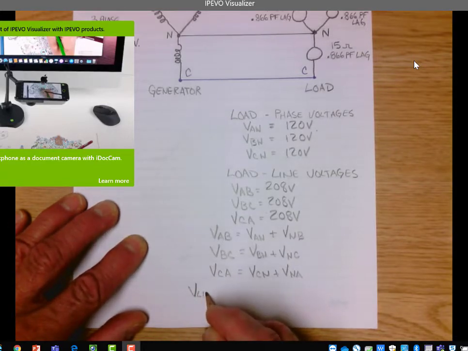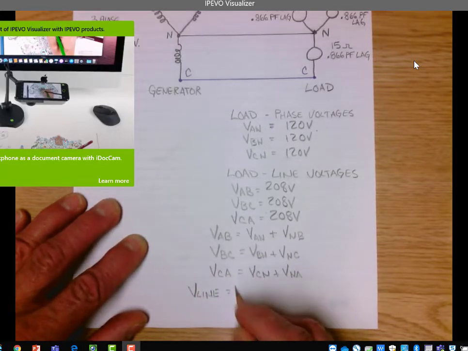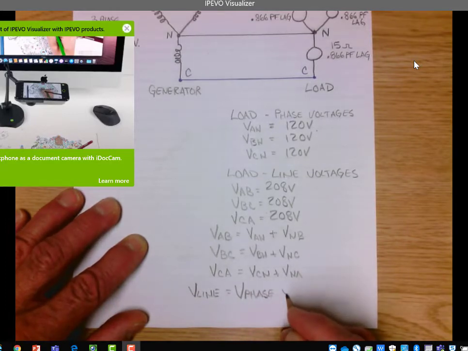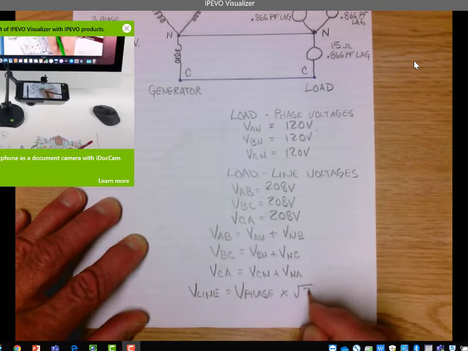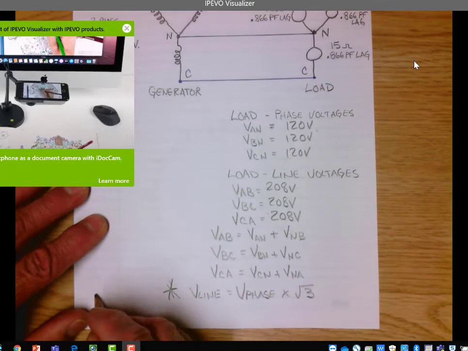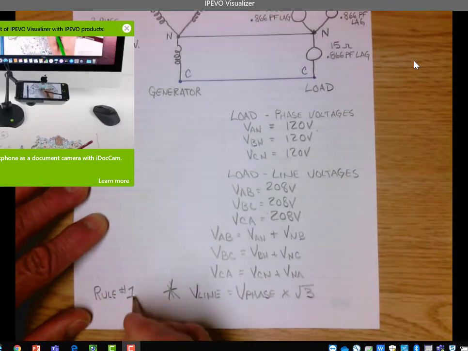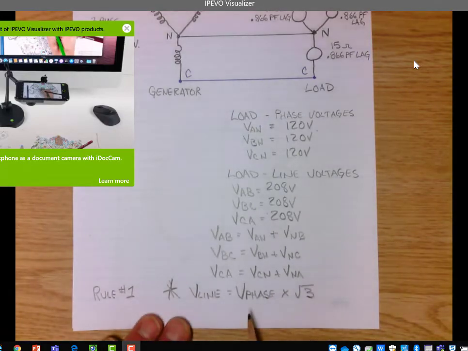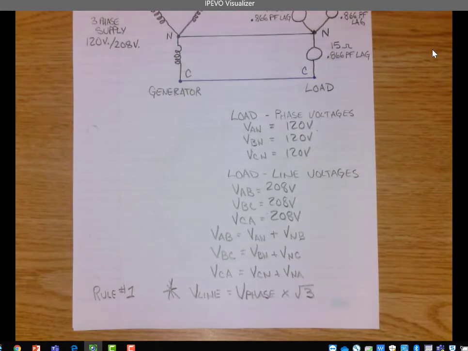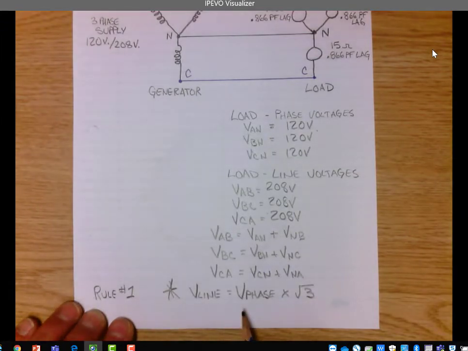line voltage will always equal phase voltage times the square root of 3. So that is what we call rule number 1 for Wye systems. And it's an important rule to remember. The line voltage will always equal the phase voltage times root 3.